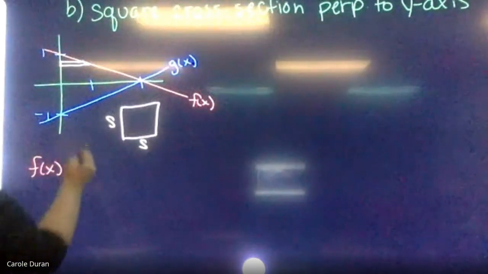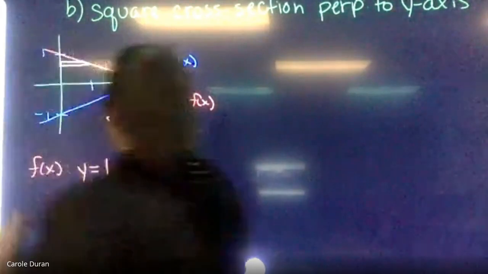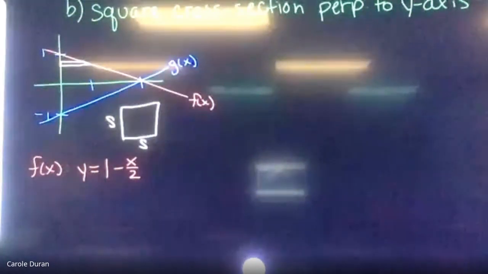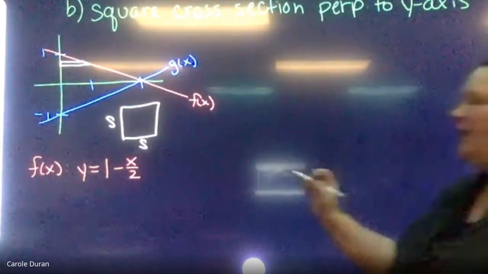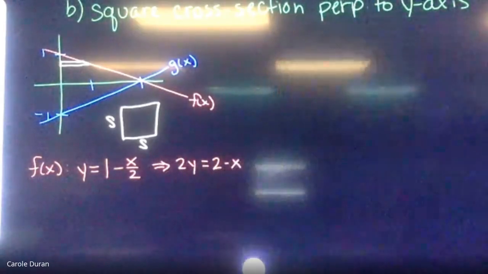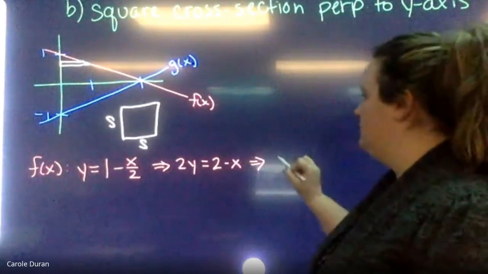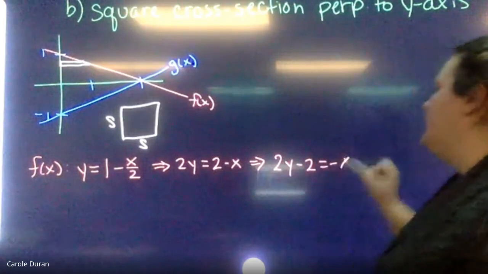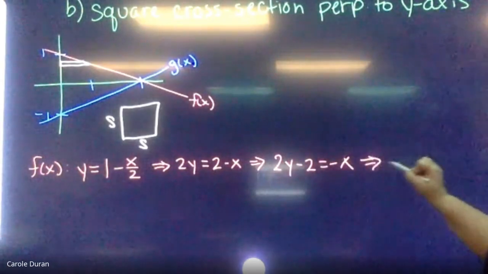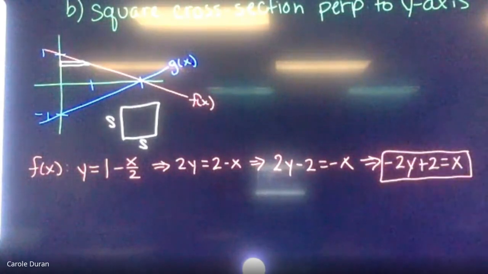My f function was originally y equals 1 minus x over 2. I now need to solve for x so that y is in the middle of that equation. So the first thing I'm gonna do is multiply 2 into everything. I'm gonna subtract the 2 over. And then I'm gonna multiply everything by -1. So my new equation for that f is x equals -2y plus 2.